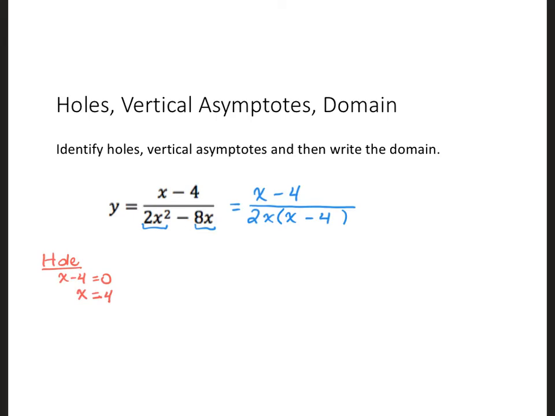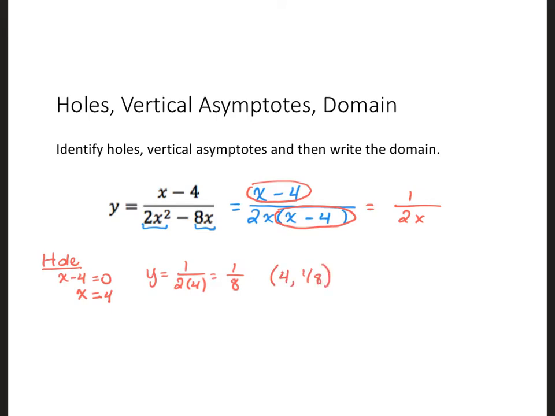Now, I can also simplify this factored hole, and I can simplify my rational function. This hole does cancel, leaving me with 1 over 2x. And if I wanted to find the y value of the hole, all I need to do is plug this x value into the simplified form. So I have my x value, and to find the y value, I'm going to plug this x value into my simplified form. So I have a hole at the point 4, 1/8.